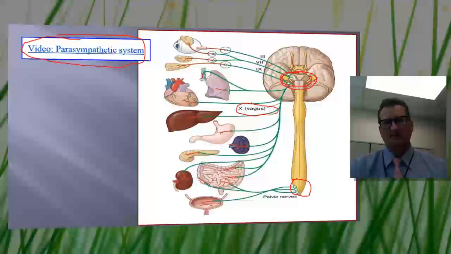Now, it's again important to remember that the ganglia, which are mainly up in the cranial area, are located very near the organ. They're not in close to the spinal cord like the sympathetic system.